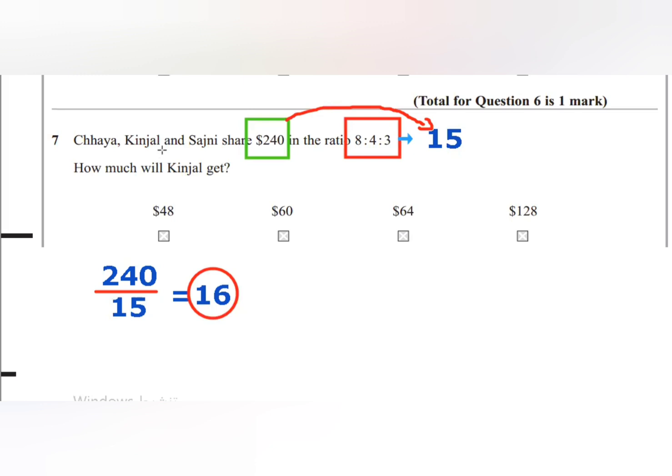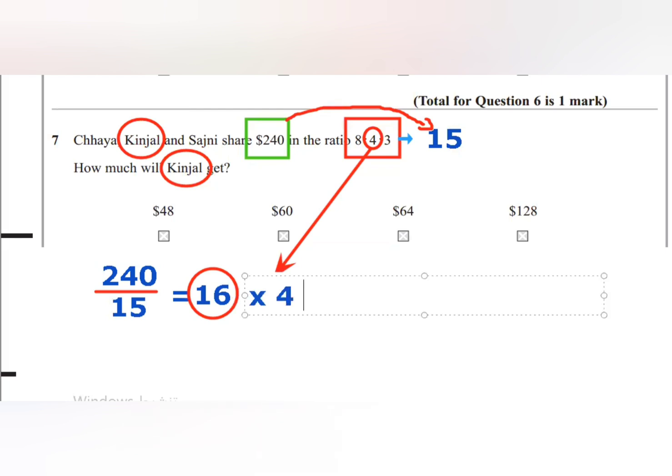Now I'm going to take the 16 and follow the question. The question is asking about Kinjal. Which one is Kinjal? It's the one in the middle. Good. So it's the ratio in the middle. I'm going to take the ratio in the middle and multiply it by 16. So I'm going to say 16 times 4, and I will get the final answer. 16 times 4 equals 64. So the amount of money that Kinjal takes from this ratio is $64. And this is how you answer a question like this.